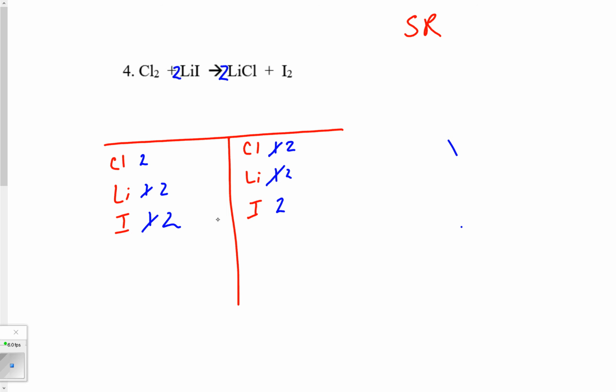Wow, that was easy. Well, Mr. Cole, you said there's another way. Yeah, there's always more than one way. So let's go back to the beginning again. How else could we have balanced this problem?